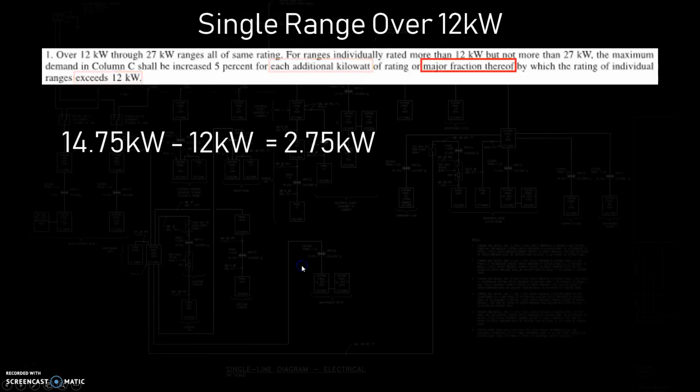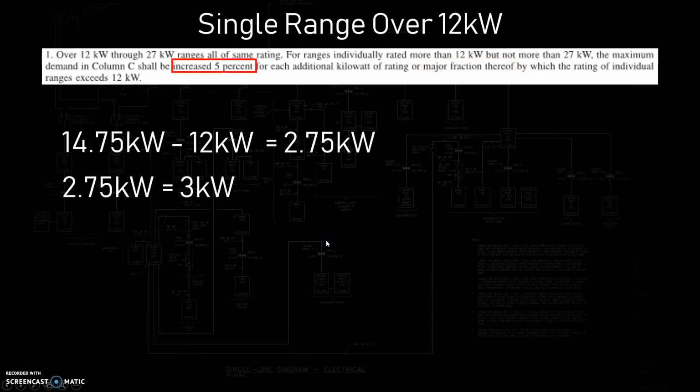Okay, so the next section worth noting says, or major fraction thereof. So what does that mean? Well, it essentially means you're going to round up or round down accordingly, right? So 2.75 would round to 3 kilowatts, because 0.75 is a major fraction thereof of 1 kilowatt, right? So essentially that just means round up or round down accordingly.